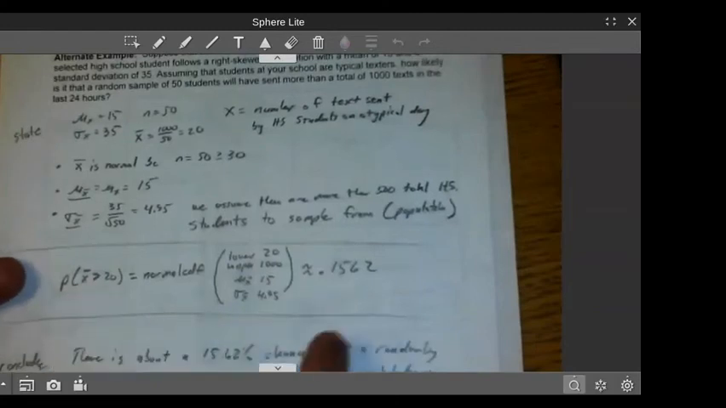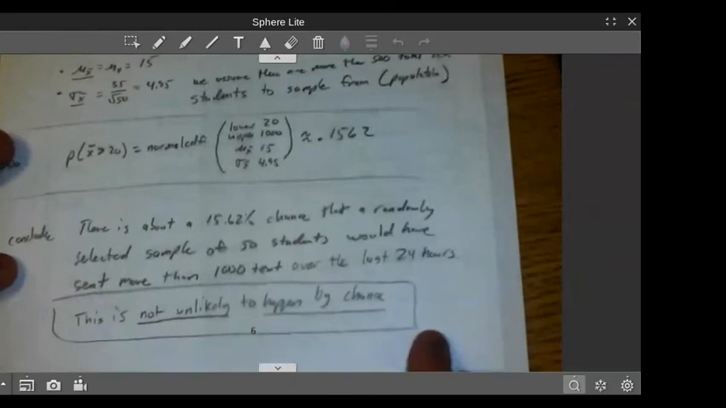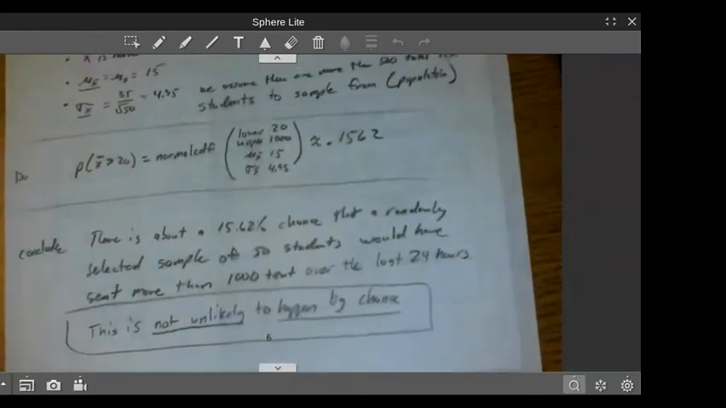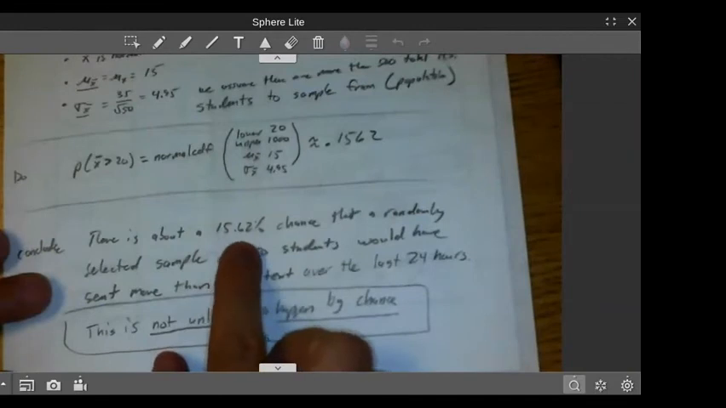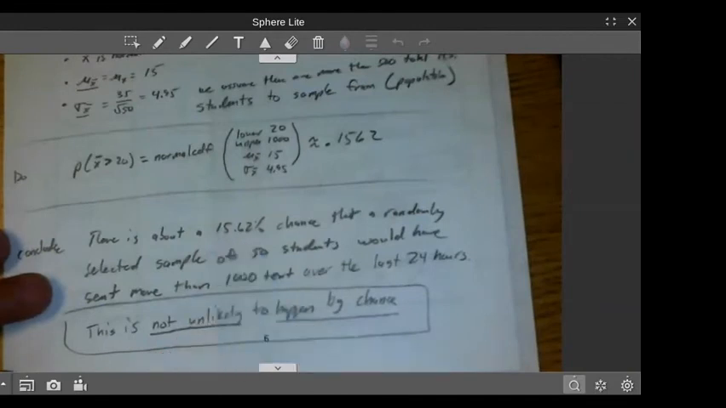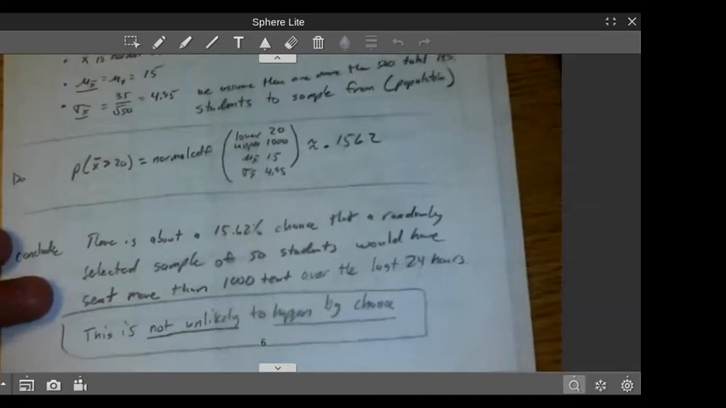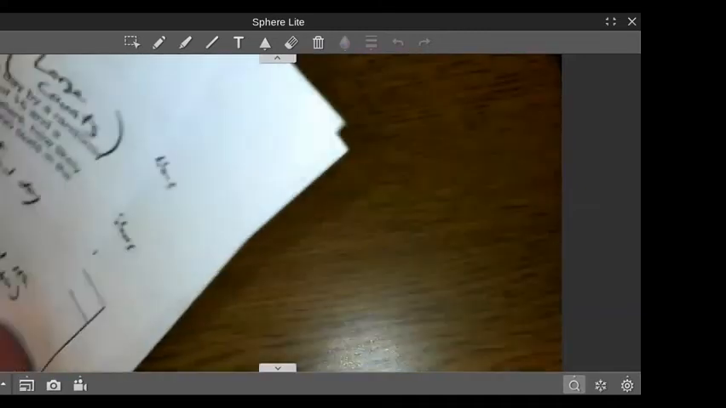Then state, do, conclude. Also here, 15.62%, not unlikely to happen by chance. Because how likely is that for a random sample of students? Remember, we only have two conclusions: unlikely to happen by chance, not unlikely to happen by chance.